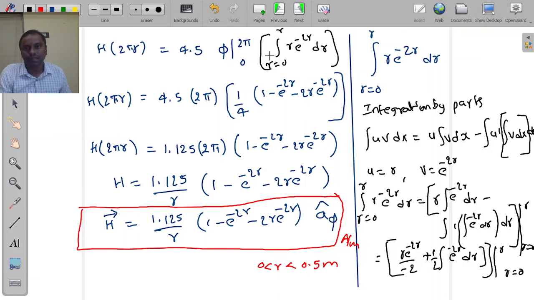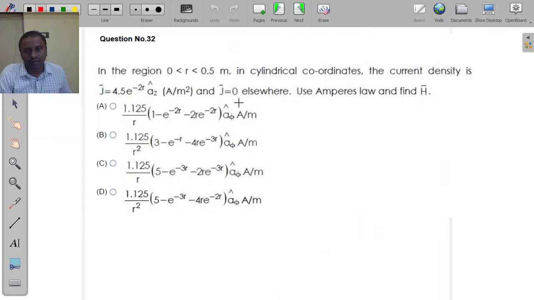Question: use Ampere circuit law, find the H. They said find the magnetic field intensity H, but they didn't say in which region, whether it is in this region or for r greater than 0.5 meters region. They have not mentioned clearly. Correct? In the cylindrical coordinates, the current density is given in the region and 0 elsewhere. Use Ampere's law, find H. Where we need to calculate H, they have not clearly mentioned.